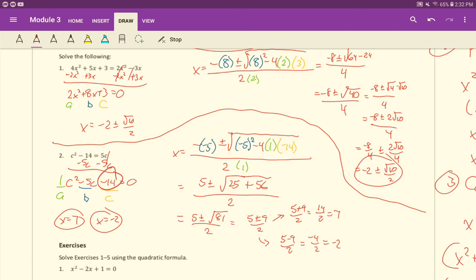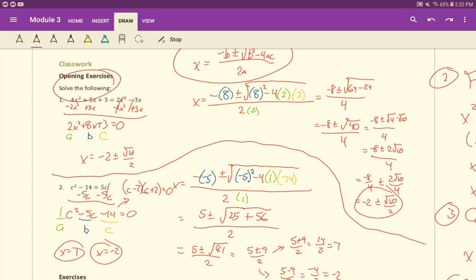Two numbers that multiply to make negative 14, but add to make negative 5. This could have factored to be c minus 7 and c plus 2. And so there you can see also the positive 7 and negative 2 that we get for our answers right here. Okay, so keep that in mind here, right?